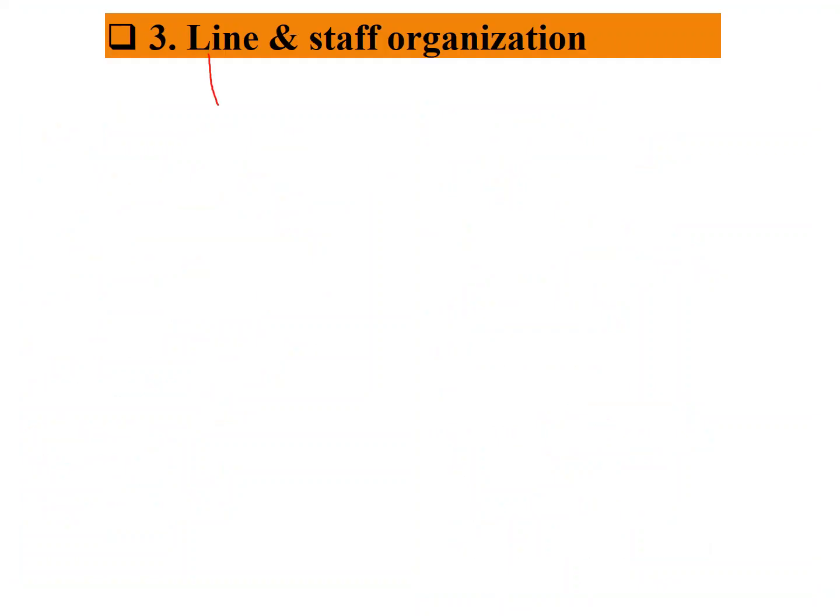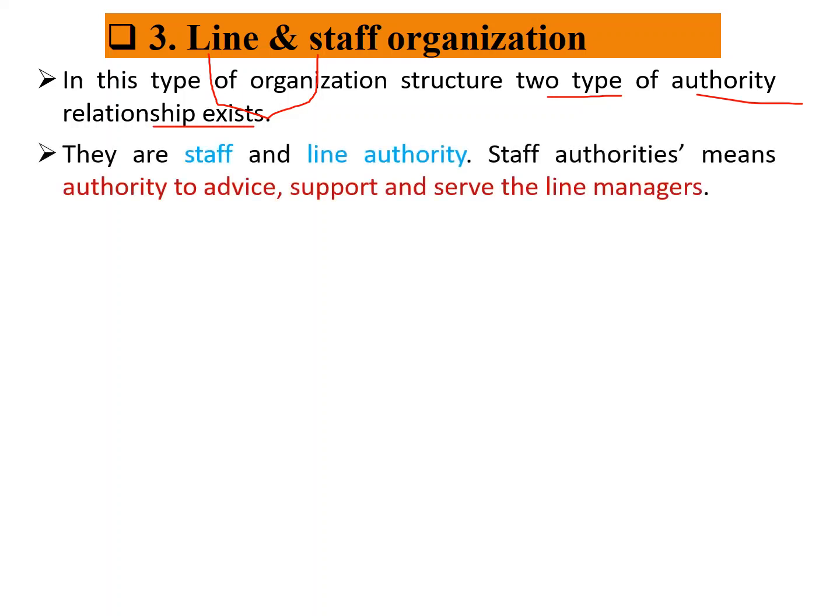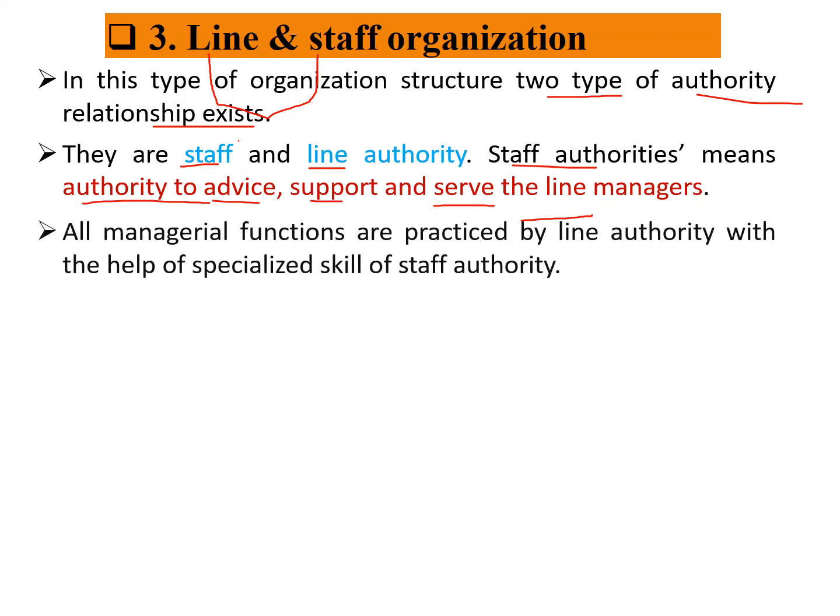This is the combination of line along with staff. This is a type of organization structure where these two types are combined. In this, line and staff authority relationships exist. The staff authority means the authority to advise, support, and serve the line managers. Here, the staff means those who have the specialization or the functional work.